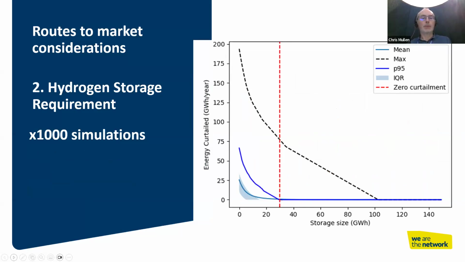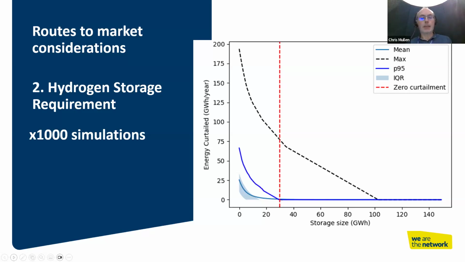On the y-axis, we have the annual energy curtailed in gigawatt hours per year. And then on the x-axis, we're changing the size of the storage. So the very lowest curve, this light blue curve, is the mean annual curtailment over those 1,000 simulations for each scenario. The upper curve, the black dashed line, is the maximum annual curtailment, so the simulation with the maximum curtailment.